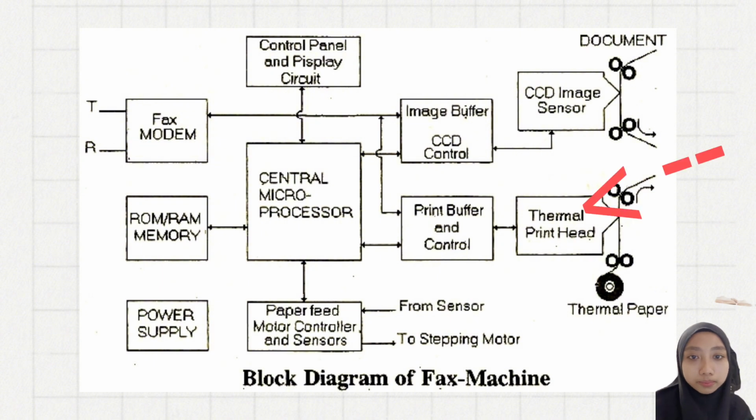Next is the thermal printer. The printer consists of thermal heads and uses the technique of thermal line printing. The image is printed one line at a time onto thermal paper. Thermal printing is now being replaced by electrostatic printing, the technique used in laser printers. This technique allows single sheet paper to be used, thus allowing plain paper fax machines.